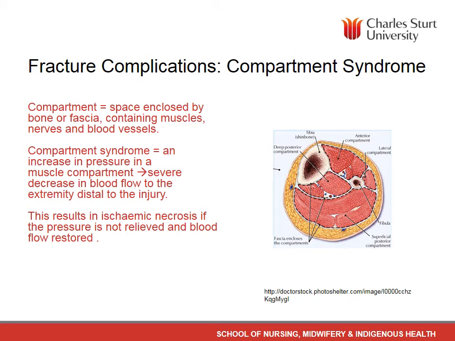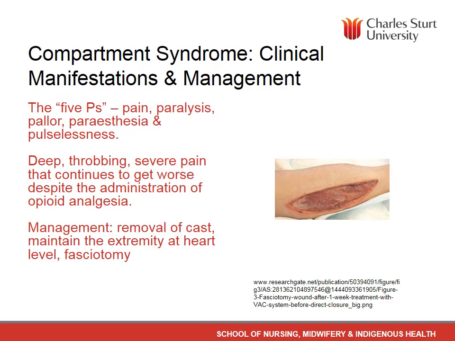So with compartment syndrome, it can come from one or two places. It can come from the swelling in the limb itself, and or from a cast that's too tight. So you can imagine if you've got swelling in the limb itself and a cast that's too tight, then that's going to be double the problem. But sometimes it can just come from the cast being too tight on its own.